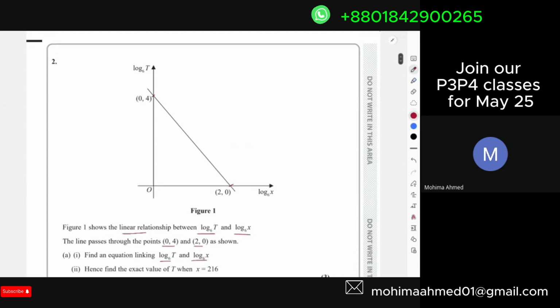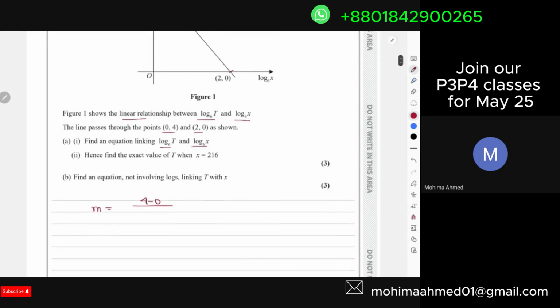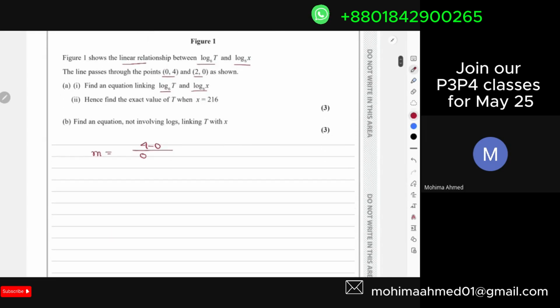Y equals mx plus c. I can write down the equation. This is a downsloping line. I can find out the gradient. That's going to be 0 minus 4 on the y-axis, and on the x-axis 2 minus 0, right? So the gradient is minus 2.